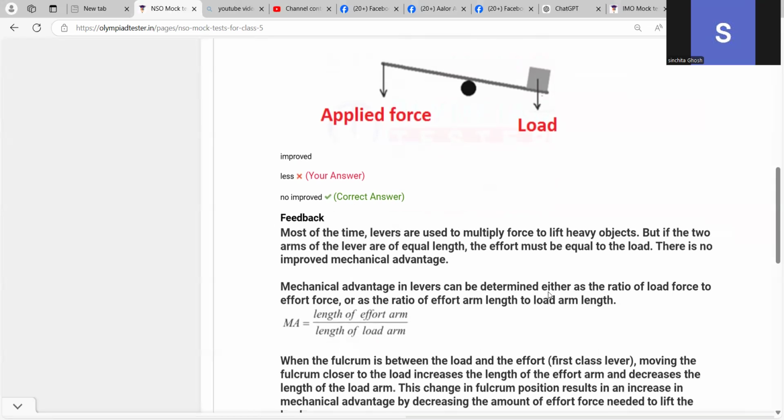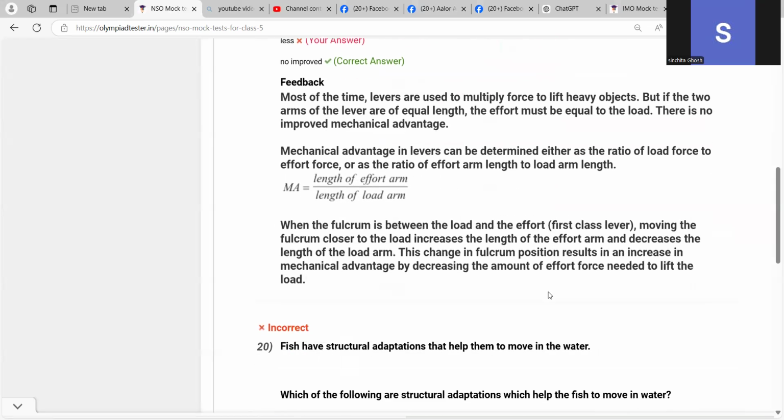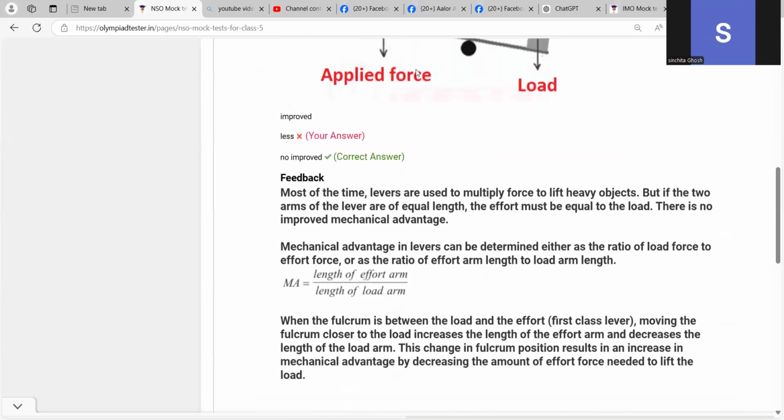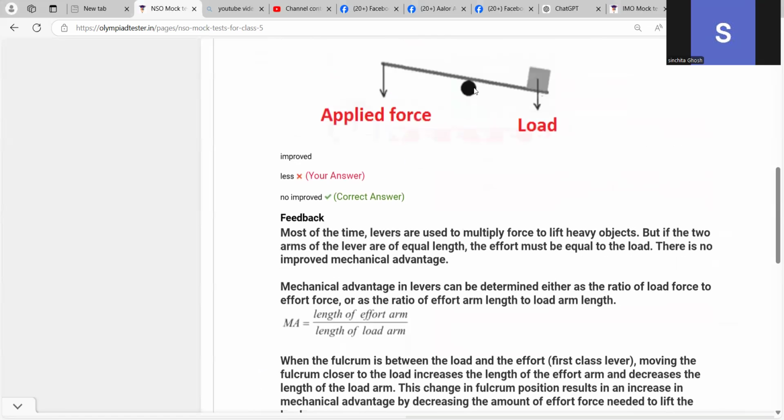That's very much understood. So mechanical advantage in levers can be determined either as the ratio of the load force to the effort force or as the ratio of the effort arm length to the load arm length. See this one. MA is equal to the length of the effort arm divided by the length of the load arm. This portion is called the load arm, and this is called the effort arm.